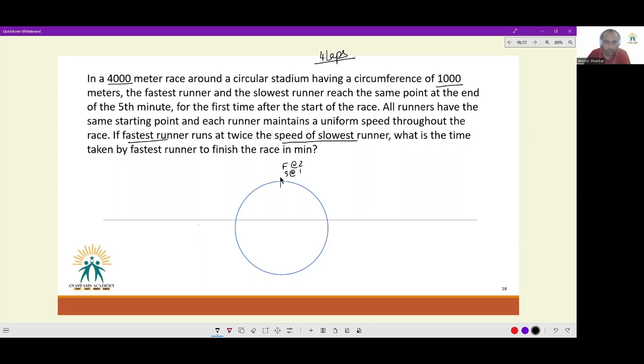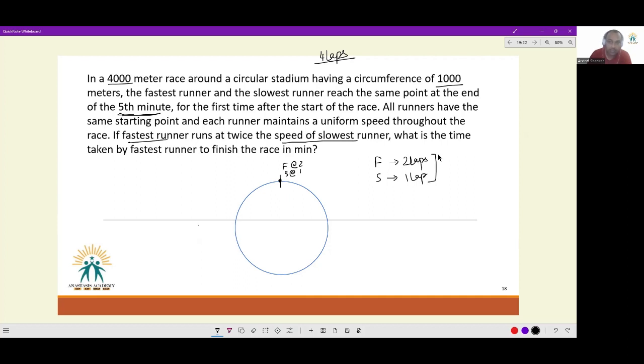If the ratio of the speeds is 2:1, they will only have one meeting point, which is the starting point. And when would they meet? When the faster guy has taken 2 laps and the slower guy has taken 1 lap. Additionally, they meet for the first time. They reach the same point at the end of the 5th minute for the first time after the start of the race. They meet for the first time after 5 minutes.